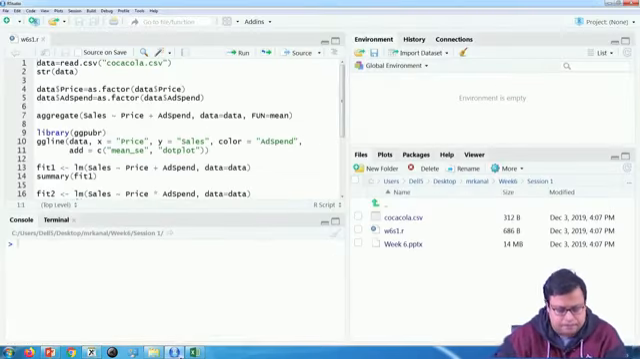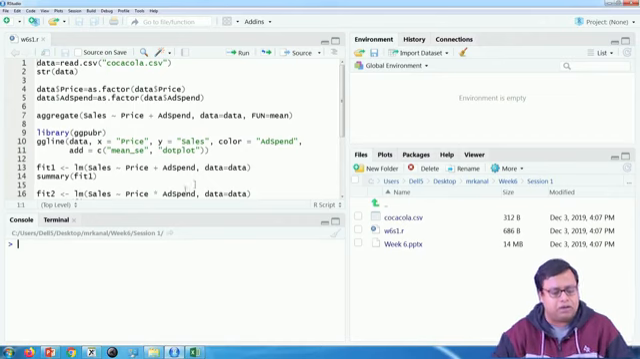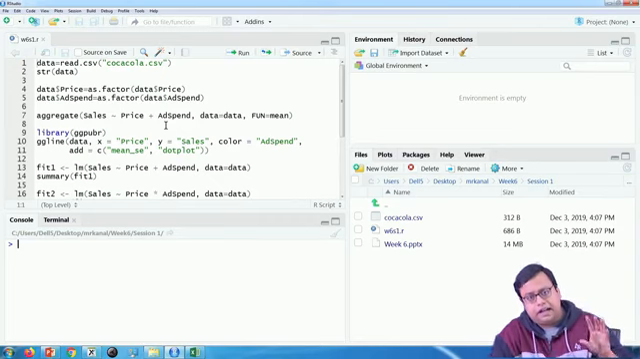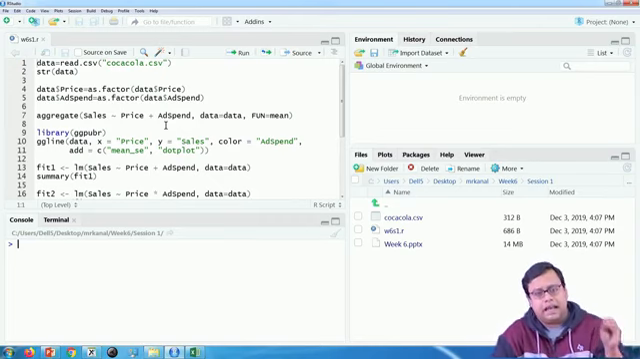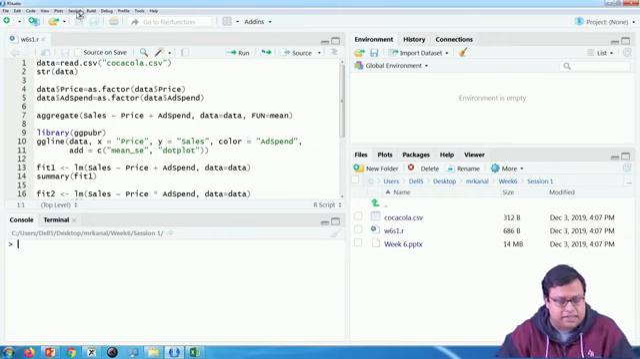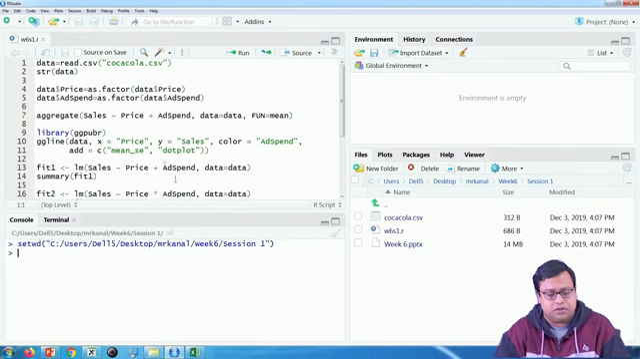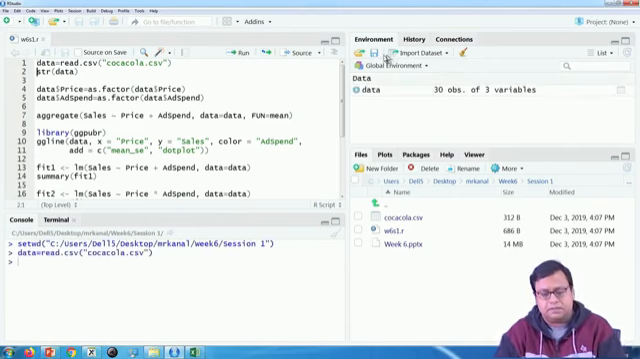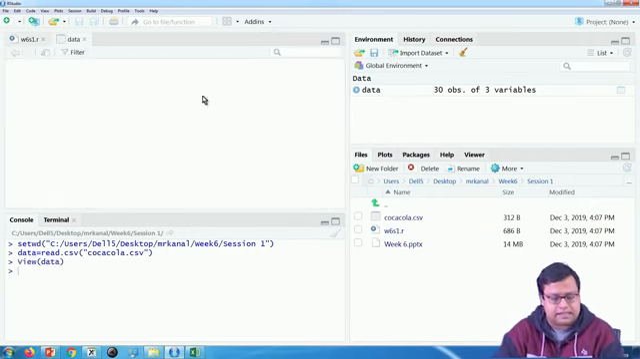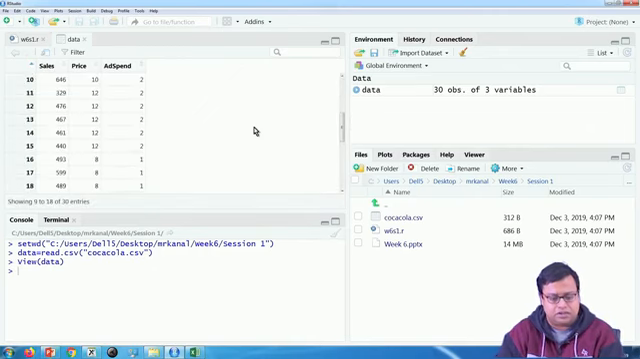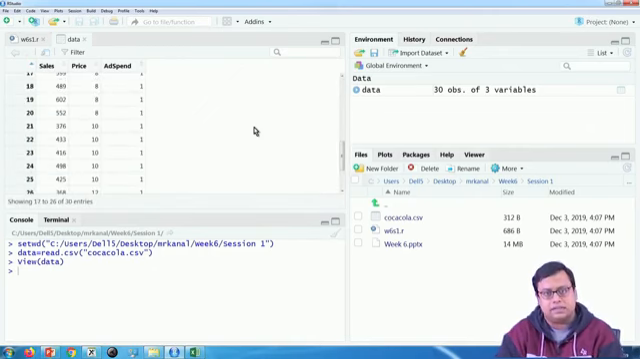The first job in this problem is to read the data. How to read the data? First, check whether the data file and this R file are lying in the same folder. If so, go to Session, Set Working Directory, To Source File Location, and then read the data. You can also read it directly using the Import Dataset button. The data looks like this, as already shown.